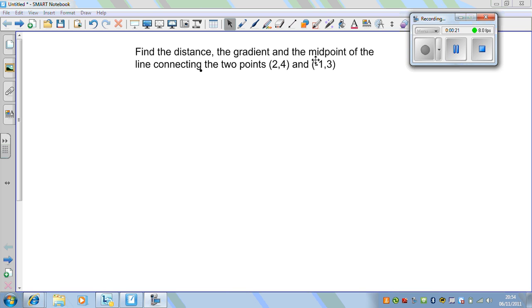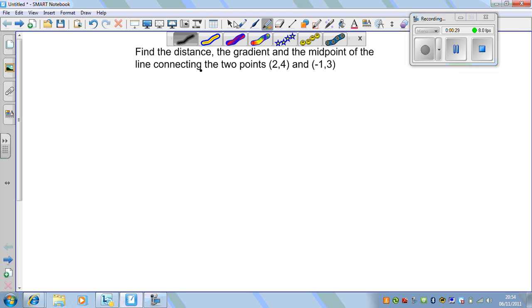First, the three basic techniques which you need to be able to master really are finding the distance between 2 points, the gradient, and the midpoint of a line between 2 points. Fortunately, these are quite simple. You just need to remember how to use the formulas. First of all, we'll do the distance.